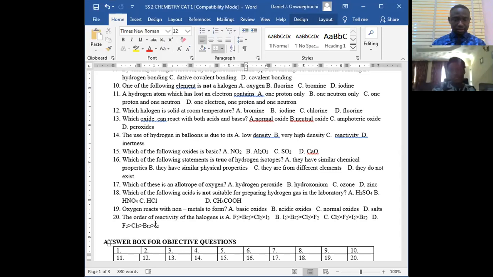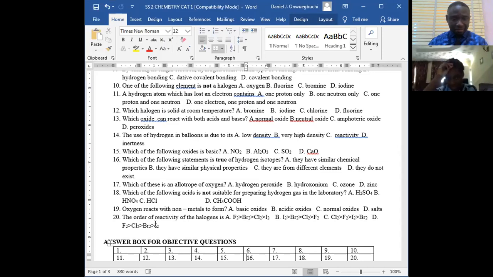Number 18. Which of the following acid is not suitable for preparing hydrogen gas in the lab? I told you this one. This was the first thing I told you today. B, correct. HNO3. Good.